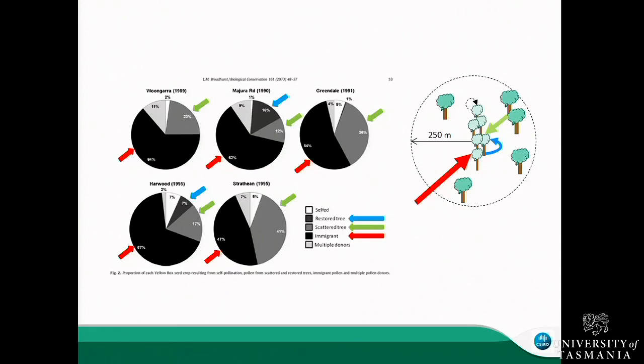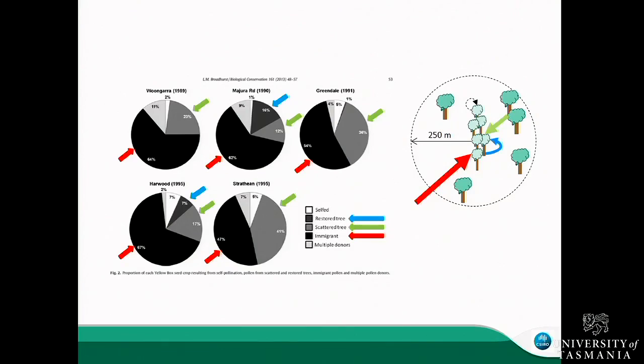That could be because of their age. They may not yet be mature enough to actually compete with the pollen from the scattered trees, or it may be that they're all quite related and the preference is for outcross pollen from the scattered trees.